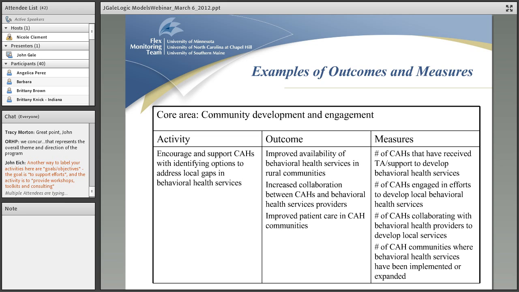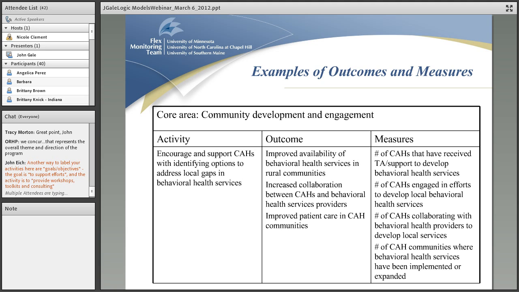So you really want to, an outcome is improved availability of behavioral health services. Another measure might be improved collaboration between CAHs and behavioral health service providers so that you're moving in that direction. And ultimately, that's improved patient care in the CAH communities because they're getting an important service that may not have been available. So measures: the number of CAHs that have received TA to support developing behavioral health services.